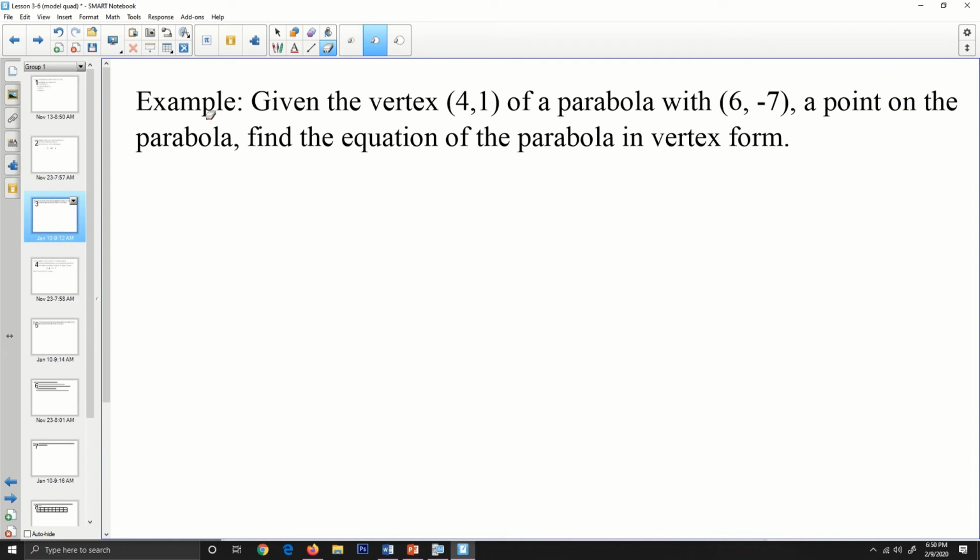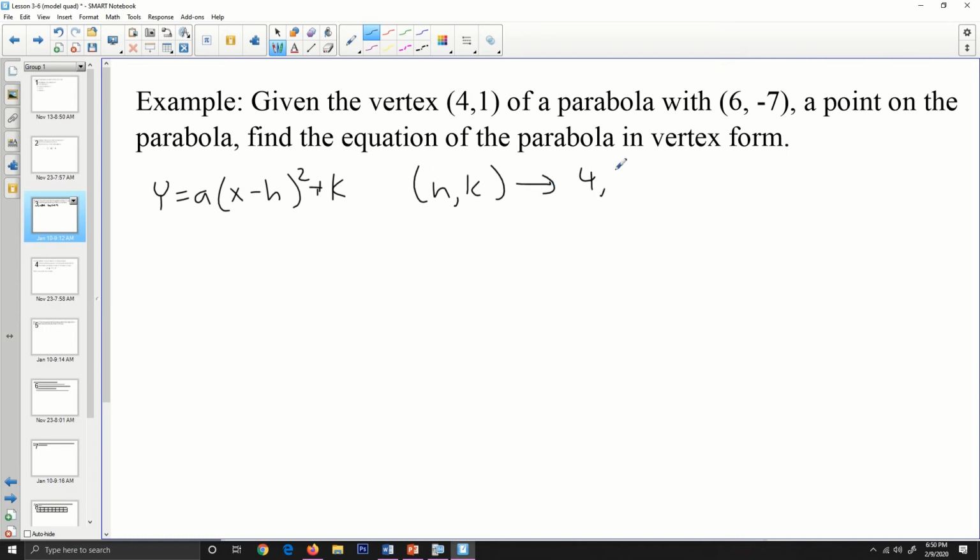Given the vertex of 4, 1, and a parabola with 6, -7 a point on the parabola, find the equation of the parabola in vertex form. So that vertex form is going to be y equals a times x minus h quantity squared plus k. Our vertex, the h, k values, are going to be 4, 1. And the point, the x and the y value, is going to be 6, -7.